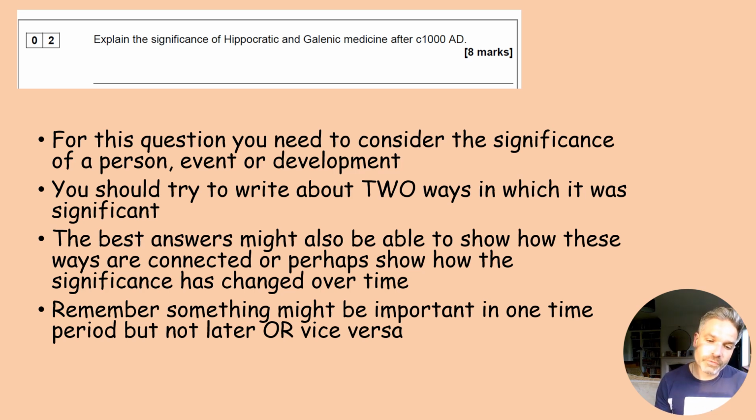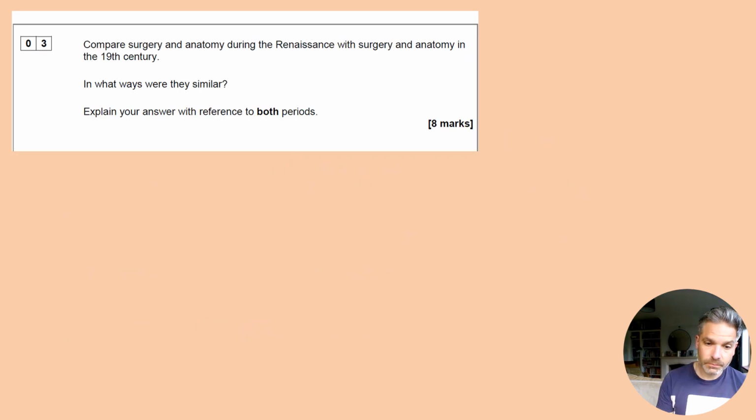But you might want to talk, for example, about the significance of the four humours theory and how significant that was and why it was significant. You might want to consider the significance of balancing those four humours and the necessity to purge, for example. And you might want to talk about those and then talk about how that significance declined over time.